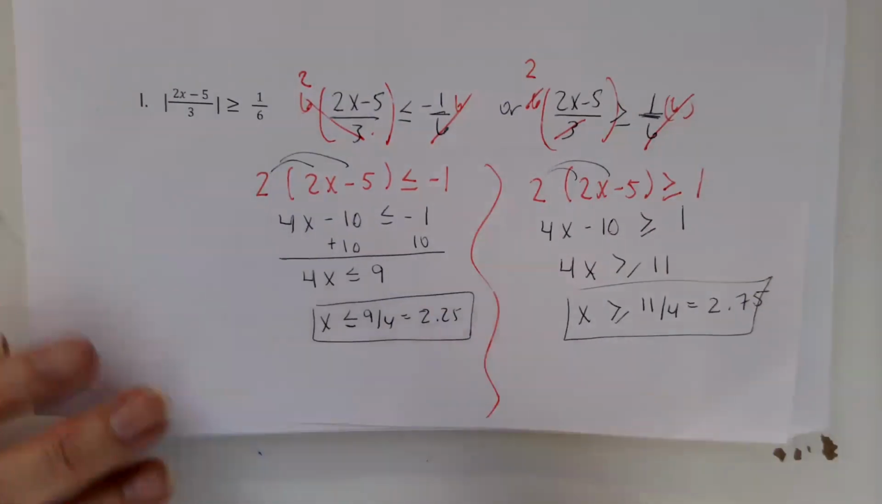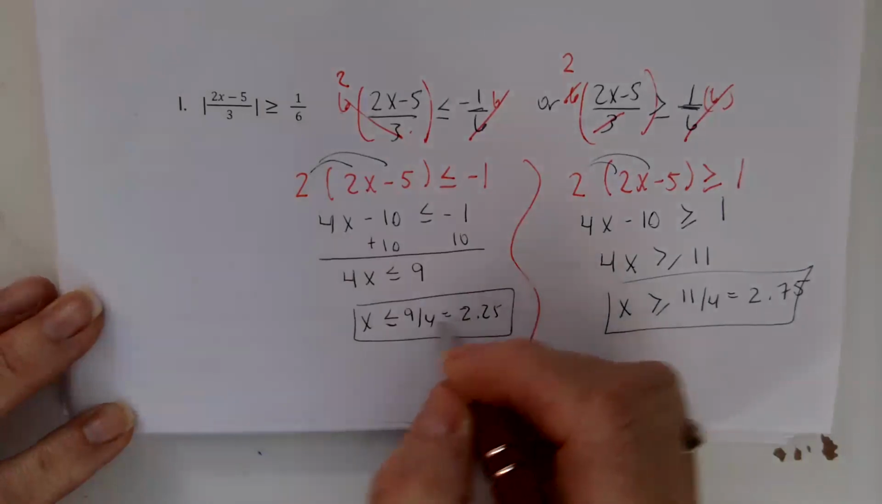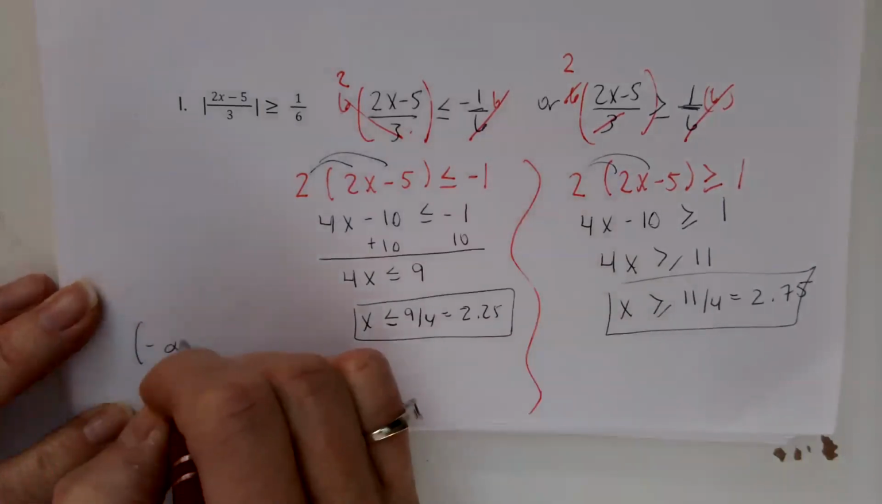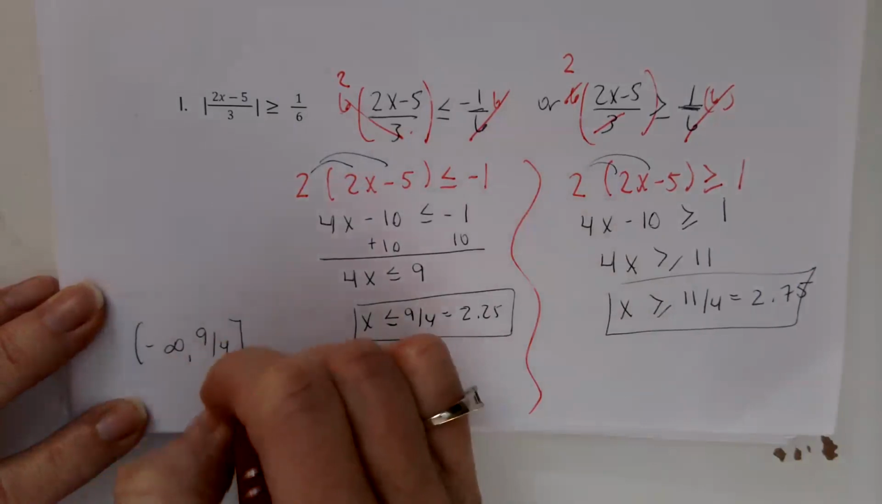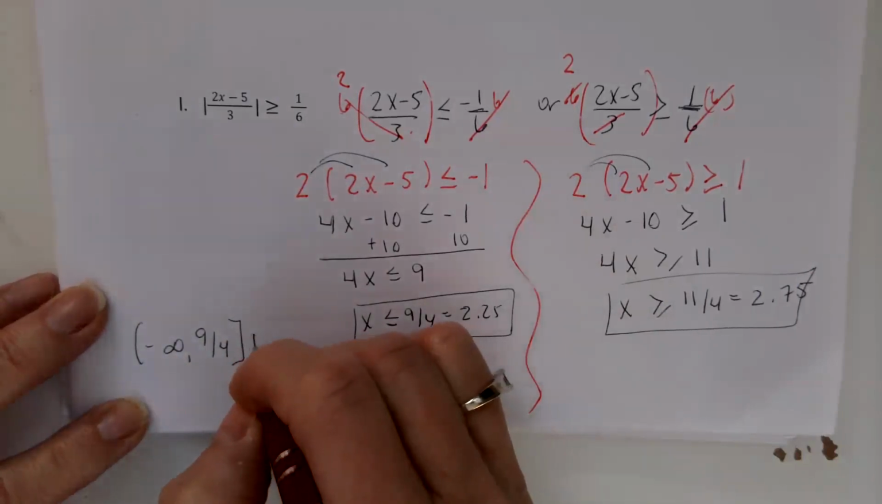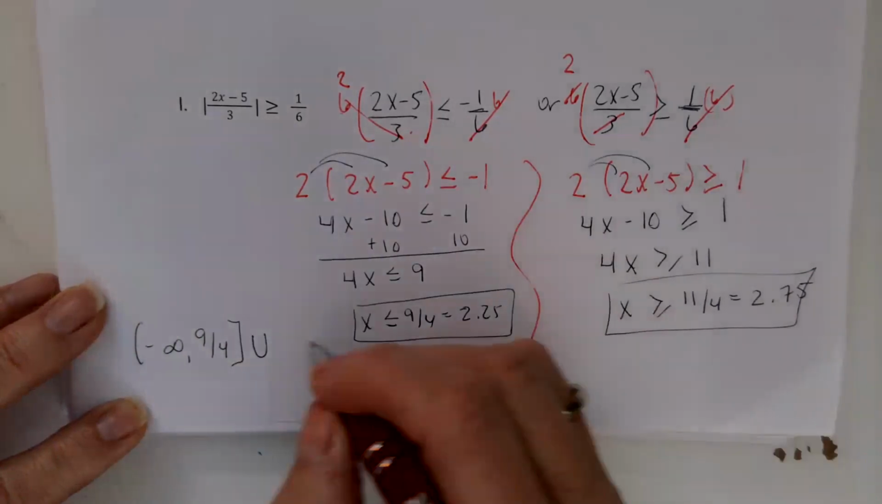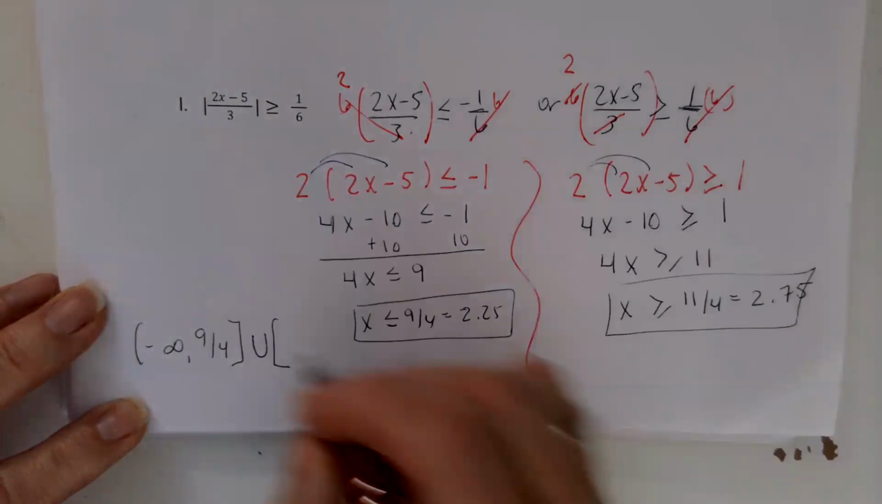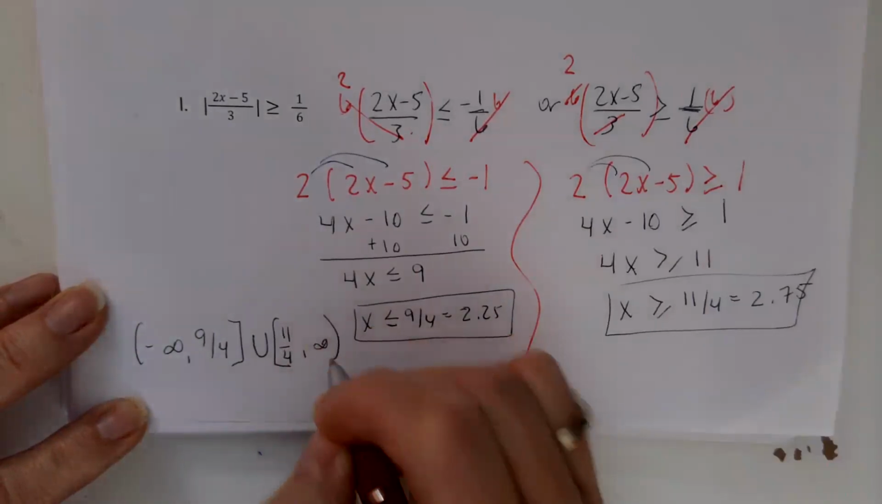So we have a union here. So in interval form, we have x, so negative infinity up to 9/4 with a bracket, union, because these are less than or equal to, greater than or equal to, we have a bracket again at 11/4 up to positive infinity.